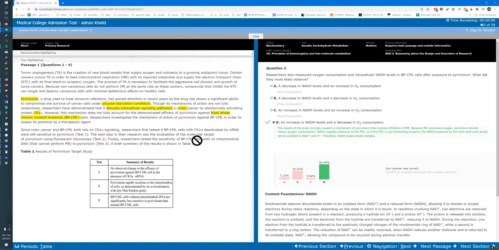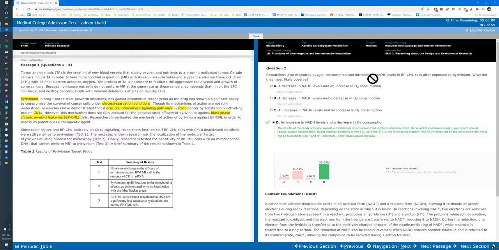Test 3 basically involves how sensitive these cells are when they have no mitochondrial DNA, meaning that they cannot perform mitochondrial respiration. So what happens then? The cells that don't have mitochondrial DNA are less sensitive to this drug, which makes sense because this drug goes straight to the mitochondria and really, like, the mitochondrial DNA.